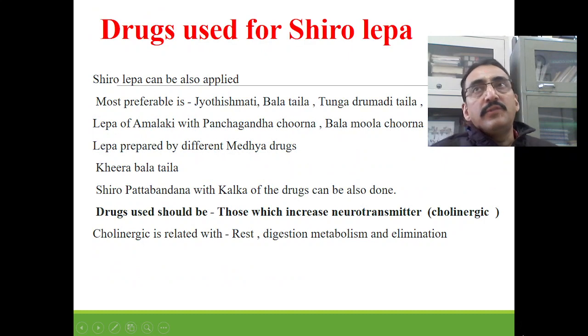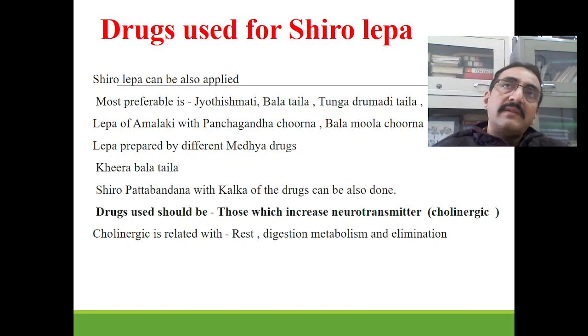The drugs which are used for Shirolepa: most preferable is Jyotishmati Taila; Bala Taila and Tunga Drumadi Taila can also be practiced, and Himasagar Taila to some extent. Jyotishmati Taila is sometimes a little costlier for patients. When you go for Shirodhara or Shiro Taila, a lot of oil is required. Some other options are Lepa of Amalaki with Panchagandha Churna, Balamula Churna and Vacha Churna. Lepa prepared with different major drugs can also be done, and it can even be mixed with Kshirabala Taila and applied.